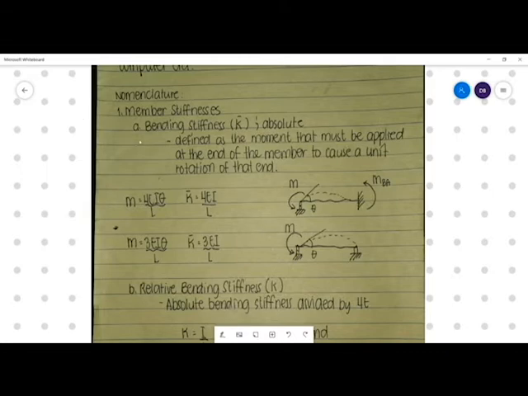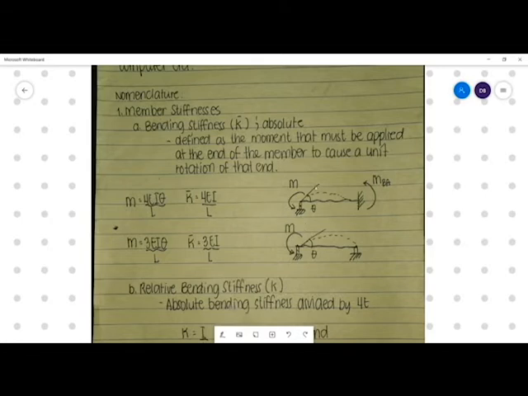The first type of stiffness is what we call the bending stiffness, or the absolute stiffness. It is defined as the moment that must be applied at the end of the member that will cause a unit rotation at that end. Let's say you're given a beam with a hinge support on the left and a fixed support on the right. Next, another beam with a hinge on the left and another hinge, or just a roller support.